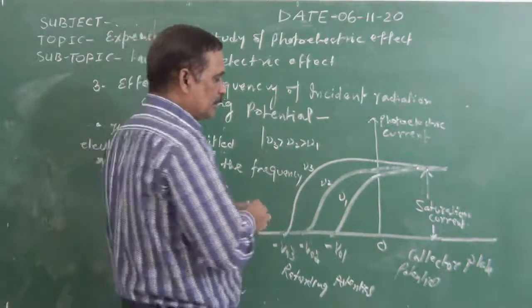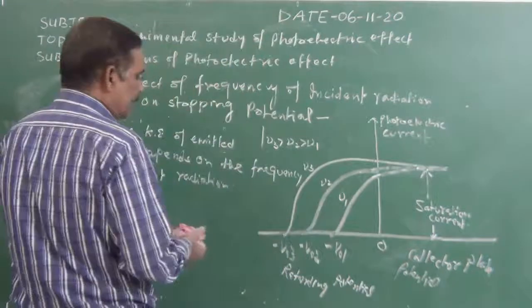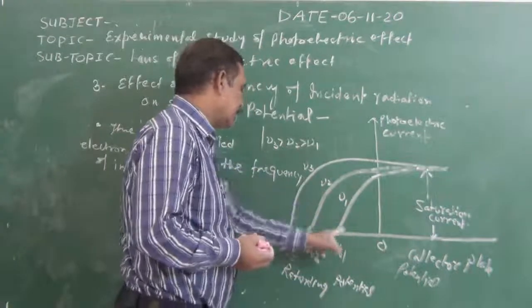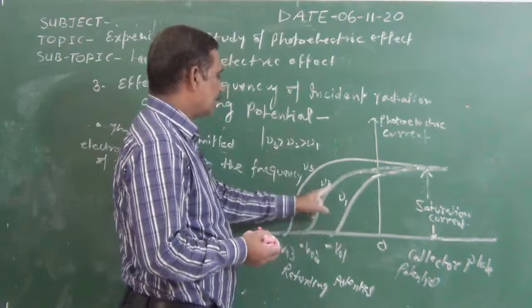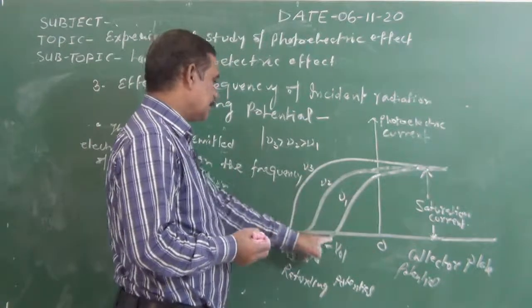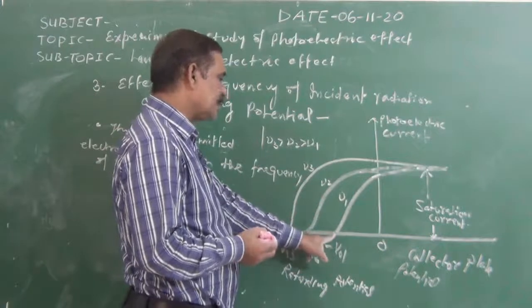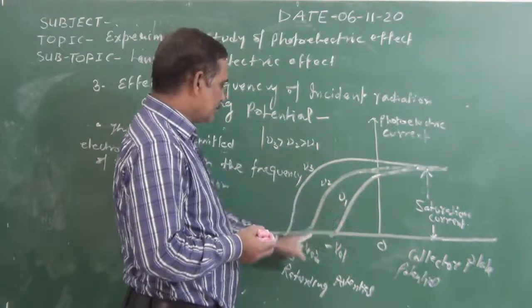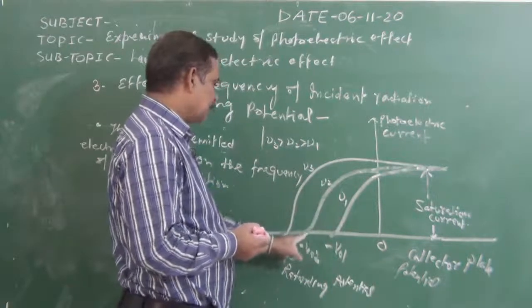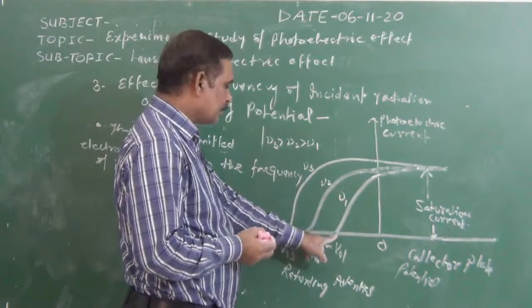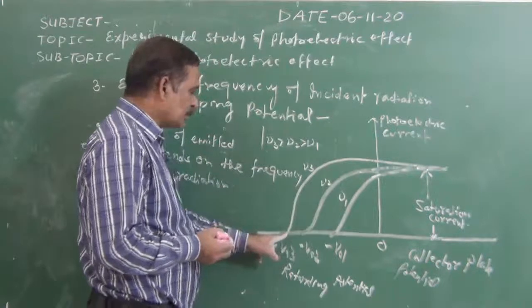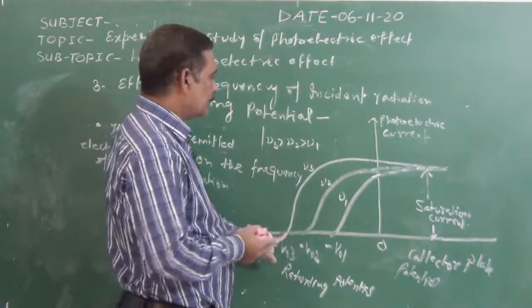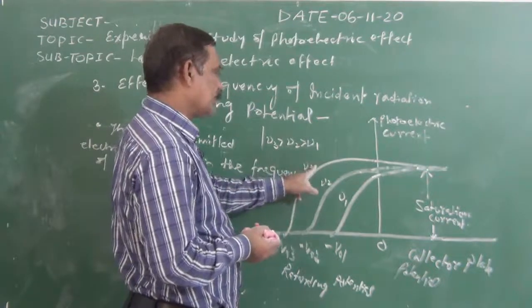Third point, the stopping potential is more negative the higher the value of frequency of incident radiation. This is minus V01, this is less negative, its frequency is less. This is minus V02 greater than this stopping potential, frequency will be increased, and when the stopping potential is more negative, then frequency of incident radiation will be higher.